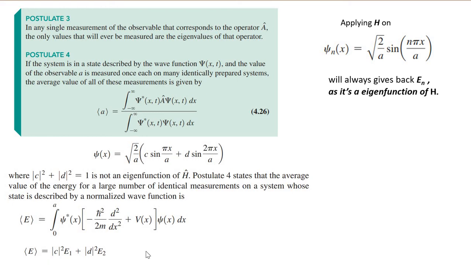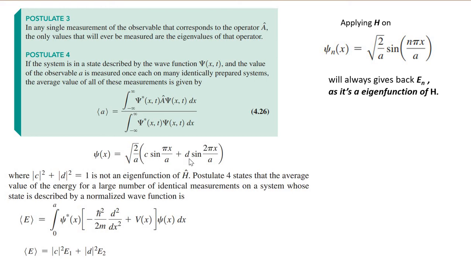So please do it on your paper later on, using the given function and the operator, which is also given here. Vx is for the 1D box, Vx is 0, so no problem. If you evaluate the second derivative on this psi, and then take the integral over the limit 0 to length a, you will see, interestingly, the average energy comes like this. So that means it depends on these coefficients C and D.